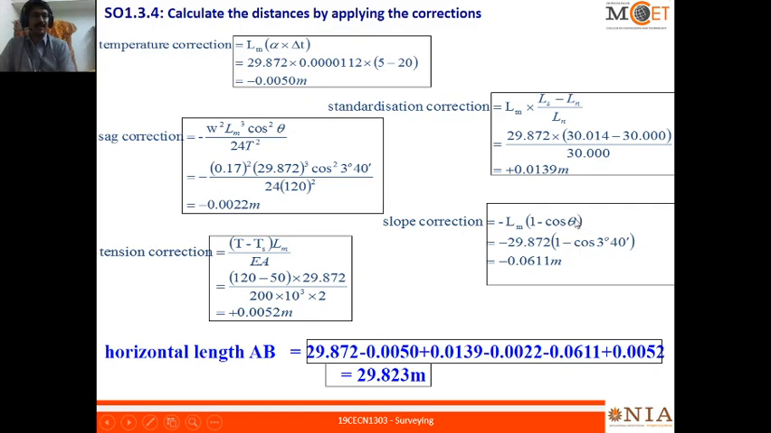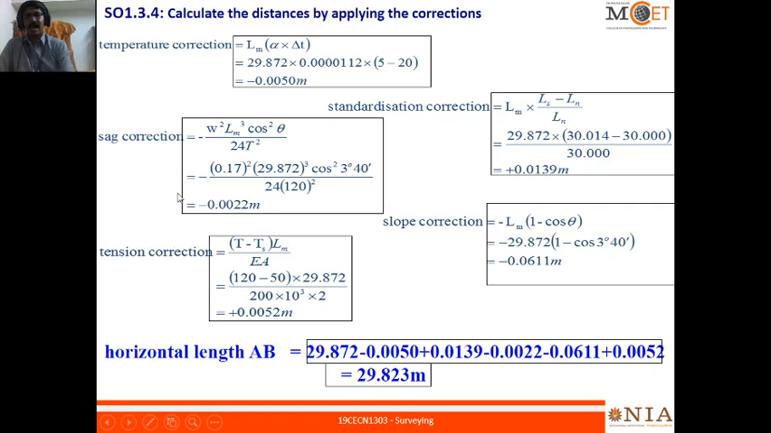Here the slope angle is given, so we can use it directly. Since the slope correction is negative, you include the minus, so measured length into 1 minus cos theta. If the angle is not given, the level difference must be given, so h square by 2l can be applied, but here the angle was given directly. So 29.872 into 1 minus cos 3 degree 40 minutes, which gives the answer minus 0.0611. You can also use the calculator to check whether the answer comes out the same.